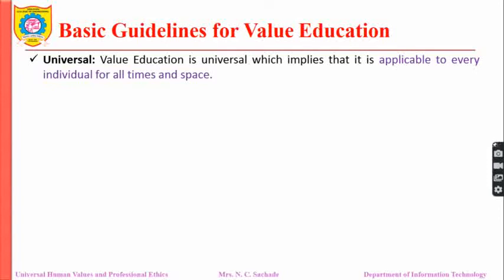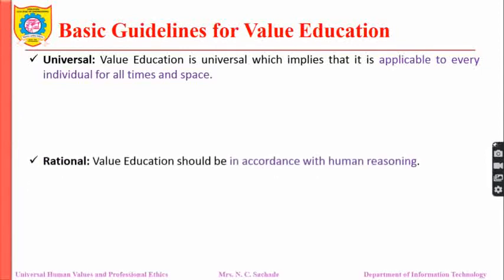Now we are going to discuss the basic guidelines which we are going to apply for value education. If we talk about value education, then one of the parameters is that it should be universal. Now what does it mean? It implies that it is applicable to every individual for all times and space. It should not happen that the value which was important today is obsolete tomorrow, or the value which is very important in this place is not at all acceptable at another place. This should not happen when we talk about values. So value education should be universal.